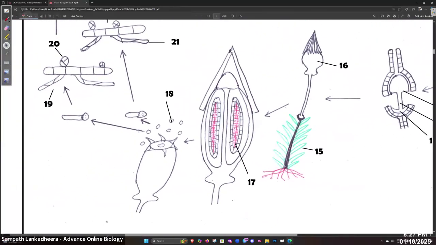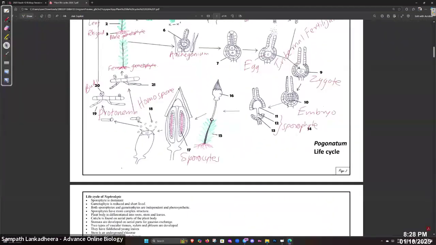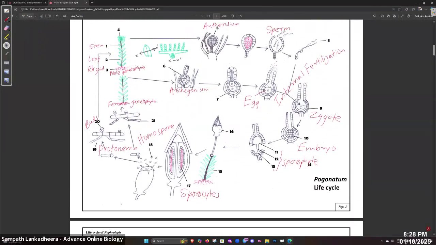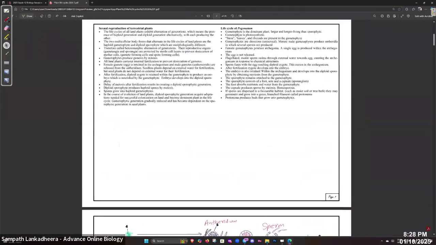And then number 17, what is that? Sporocytes, or the spore mother cells. And then 18, homospores. Then 19, protonema. And then these are buds. Buds form here. So that's the Pogonatum life cycle. It's not complex.